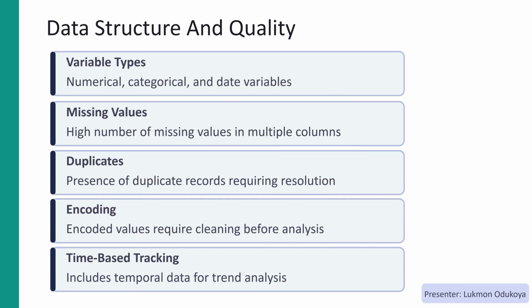Looking at the data structure and quality, we can see the dataset includes numerical, categorical, and date variables. However, we identified some data quality issues, such as missing values across multiple columns, duplicate records, and encoded fields that require cleaning before analysis. The dataset also includes time-based variables, which help us track application trends over time. Next slide.